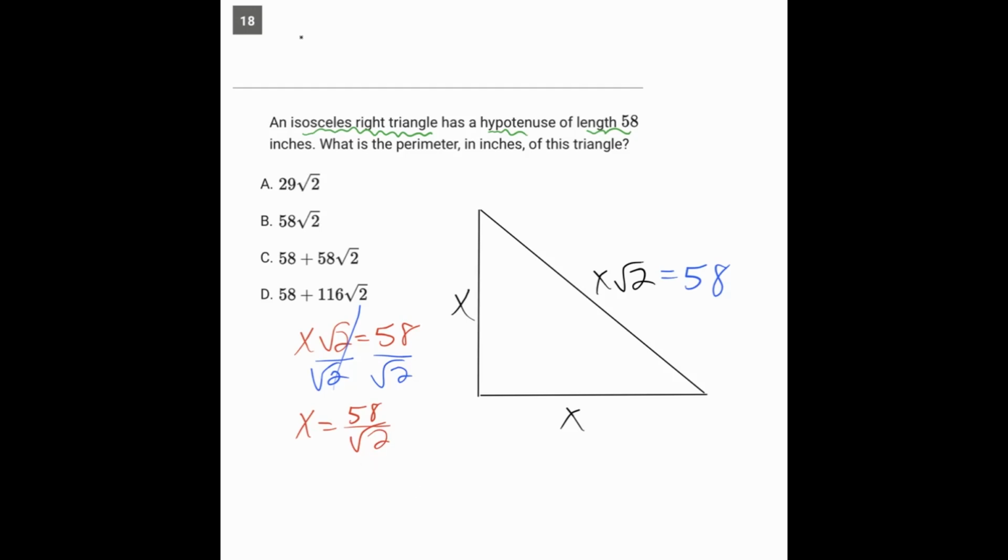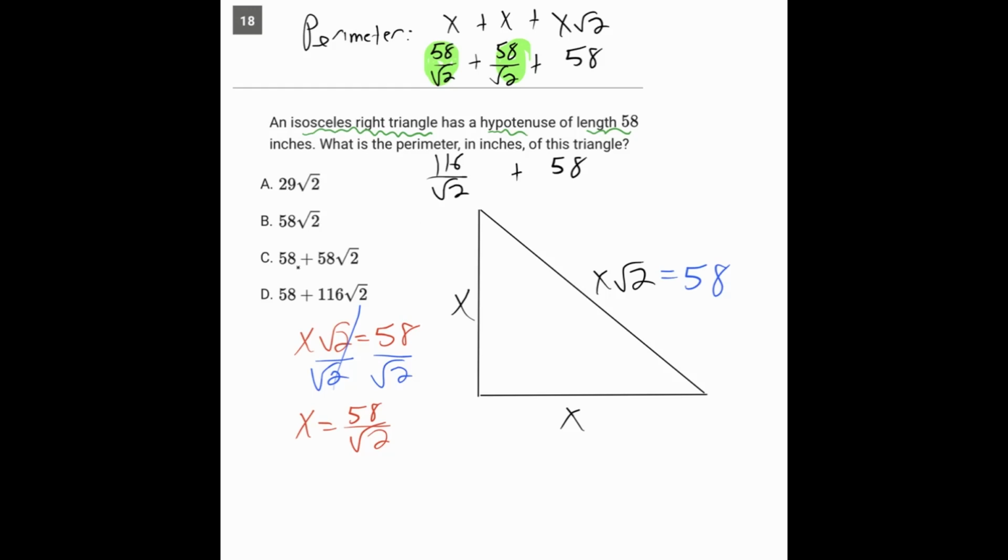The perimeter is just simply the three sides added together. So it's X plus X plus X root 2, or X is really 58 over root 2 plus 58 over root 2 plus 58. So simplifying a little, these two have the same denominator, so we can add them. So that's going to be 116 over root 2 plus 58.